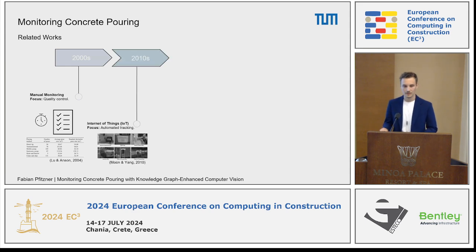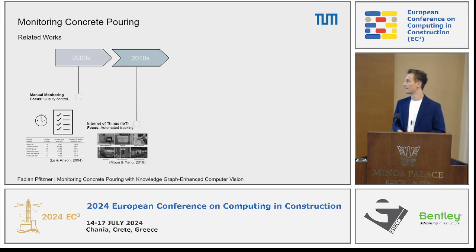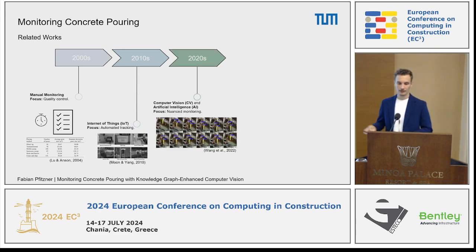By the time this further evolved, having the IoT, Internet of Things, having multiple sensors on construction sites, like in this example, they attached an RFID sensor to concrete mixers, and they were able to detect when a concrete mixer arrives on site, and were able to detect when pouring is starting and ending. This further developed with computer vision and artificial intelligence.